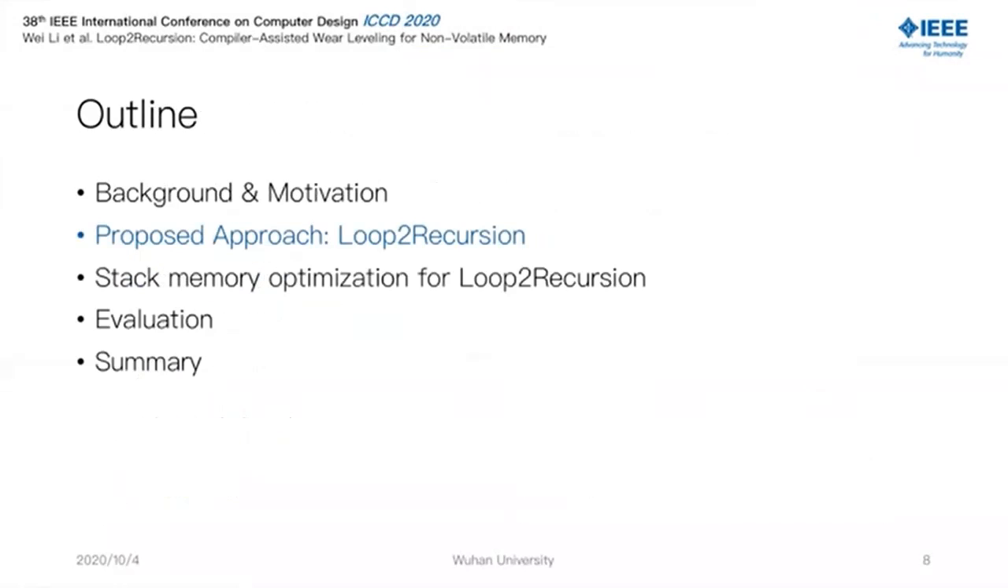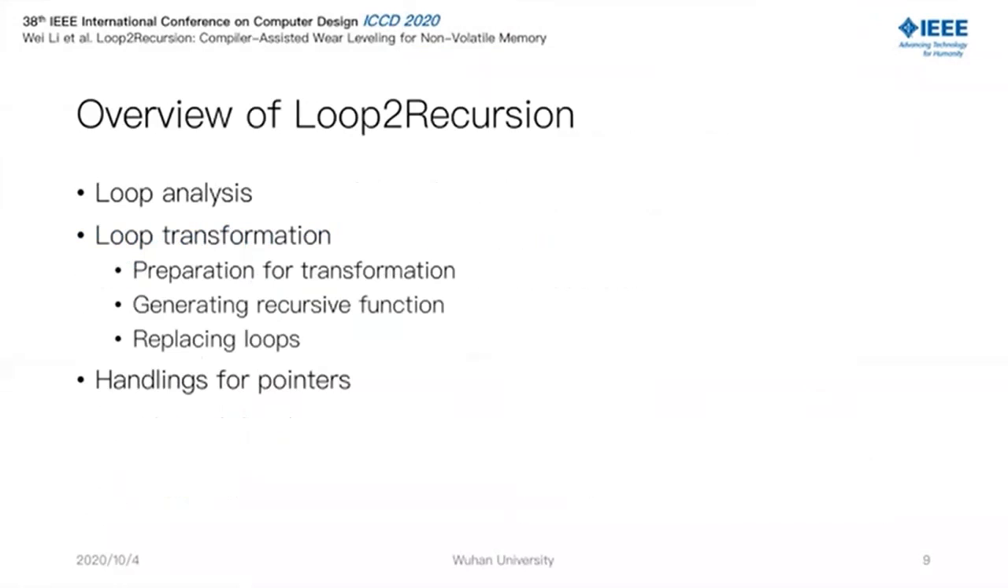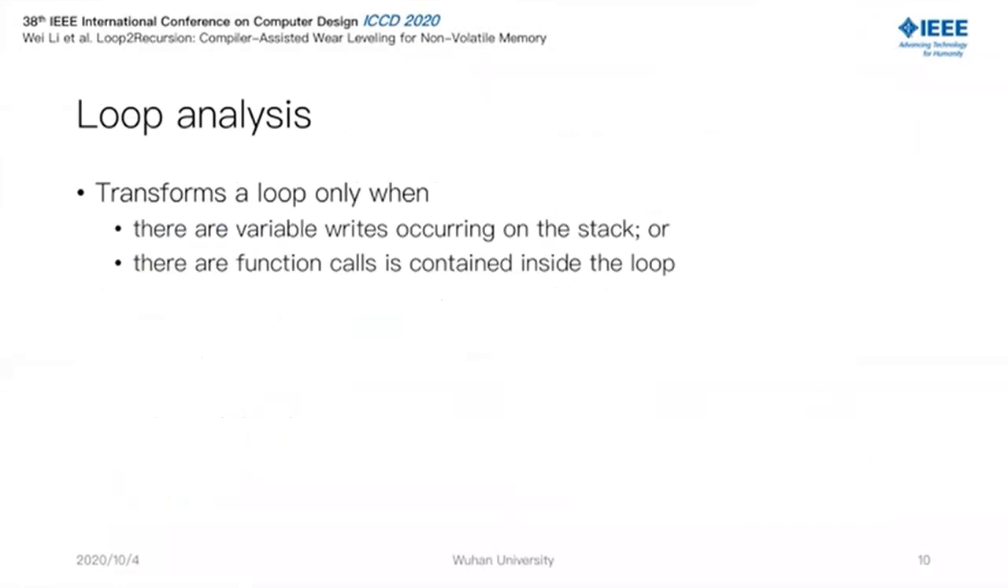First is loop analysis. Considering that loops tend to be more efficient in running than recursions, we try not to transform those loops that will certainly not lead to uneven wear on the stack. As we just discussed, loops cause uneven wear due to containing variable writes or function calls. Therefore, we only transform a loop that meets at least one requirement: there are variable writes occurring on the stack, or function calls are contained inside the loop.